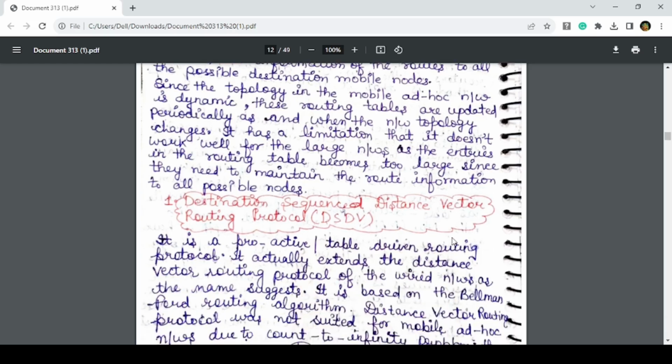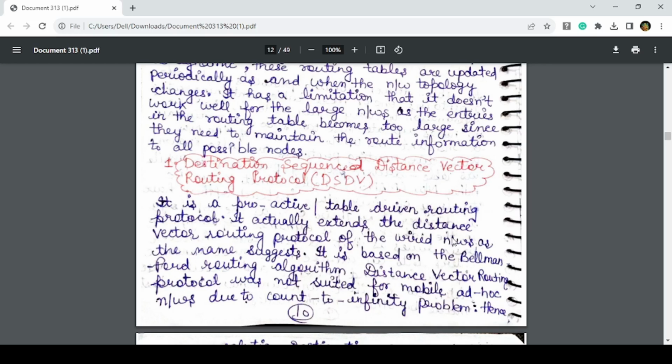Now, first point: destination sequenced distance vector routing protocol, which is a part of proactive routing protocol. It is a proactive, table-driven routing protocol, and it extends the distance vector routing protocol of wired networks, as the name suggests. You can say that it is based on the Bellman-Ford routing algorithm.